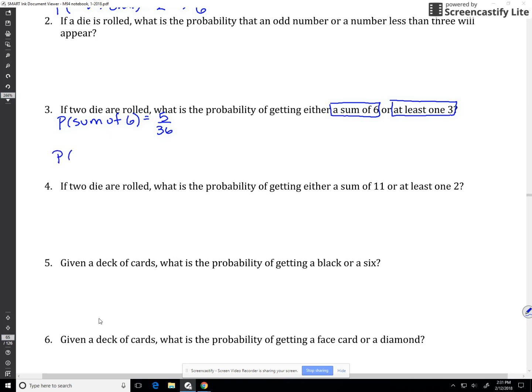The probability of getting at least 1 3. Now they're not saying that I have to get the sum of 6 and at least 1 3. They're just saying if I roll 2 die, what is the probability that I get at least 1 3? And if you look at your chart, you're going to see there's 11 ways to do that. So we've got 11 out of 36. And then finally, we have the and situation. What is the probability that I get a sum of 6 and at least 1 3?